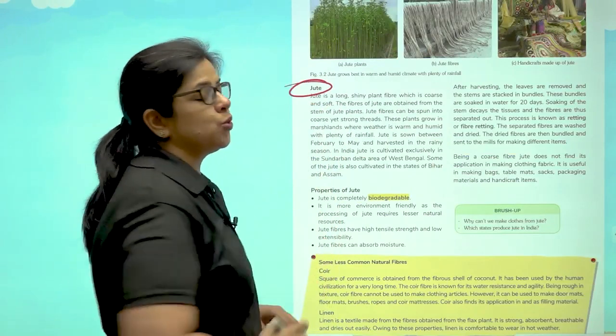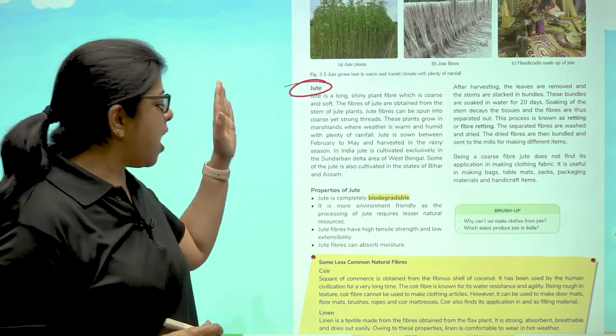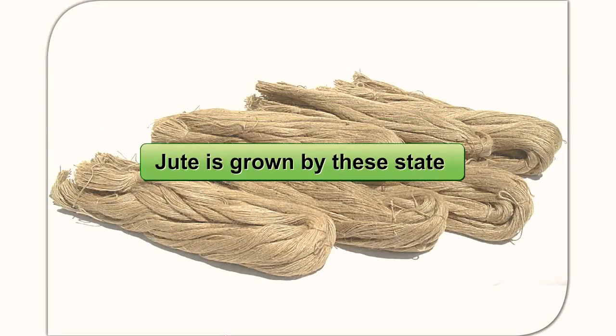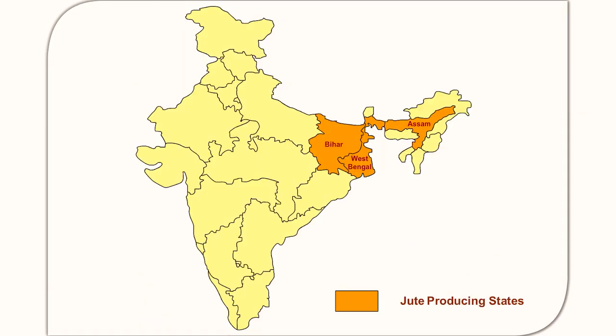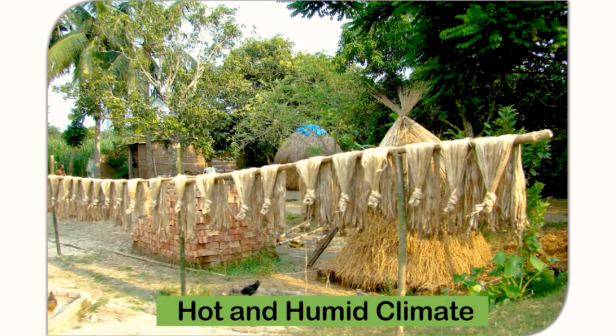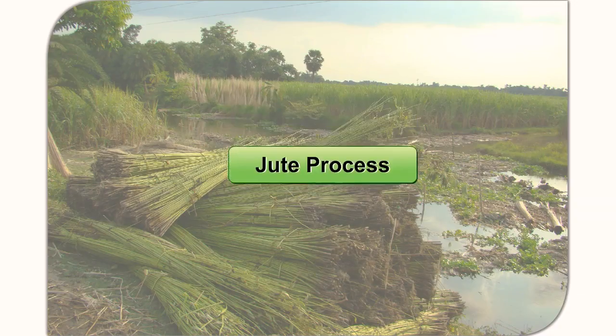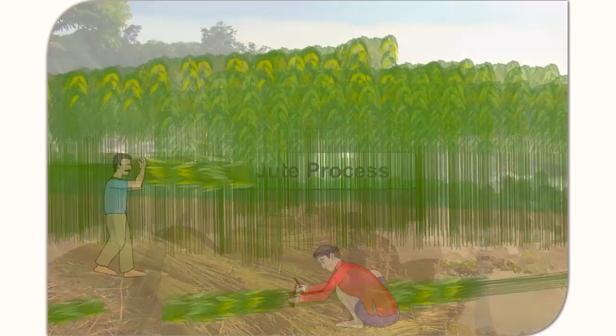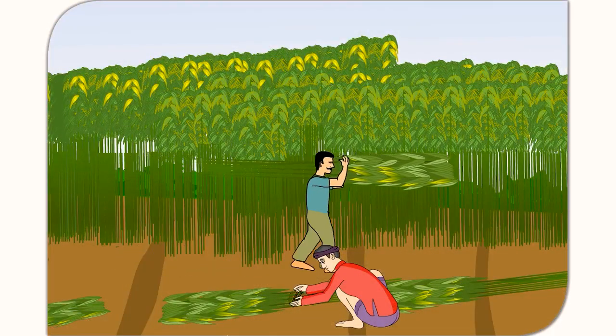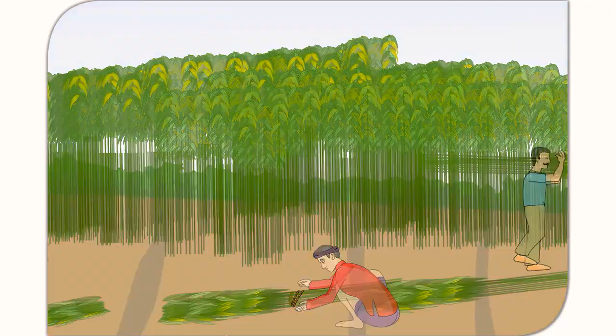Coming next to jute. Let us again watch a video to understand how jute is made. Jute is a plant fiber obtained from the stem of the jute plant. In India, jute is cultivated in the states of West Bengal, Assam, Bihar, the low-lying areas around the rivers Ganga and Brahmaputra. Jute requires hot and humid climate and high rainfall during the growing period. Its seeds are sown in March or April. When jute plants grow up to 6 to 12 feet in height, they bear yellow flowers. The plants are cut during the flowering stage.